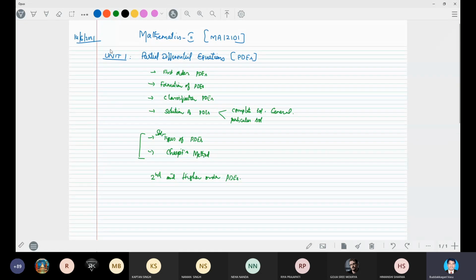This is the rough view of the first unit. We can study all of them. For second and higher order PDEs, we can do the solution of them. There will be different methods, right? According to those methods we can solve the differential equations. The basic part of the partial differential equation, we do here: the first order PDE, and then the formation. Let's start with the main definition of the partial differential equation.